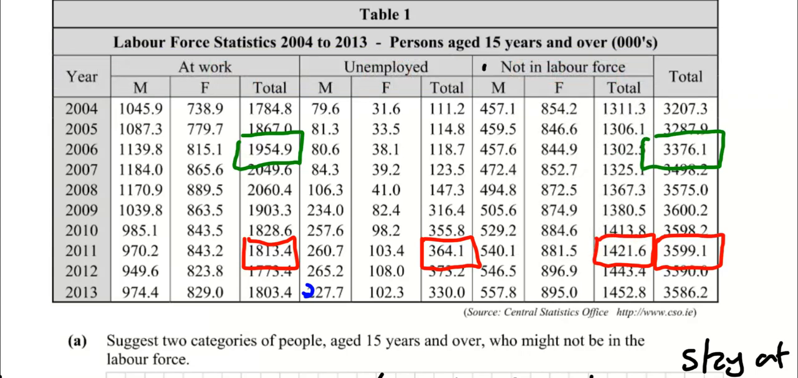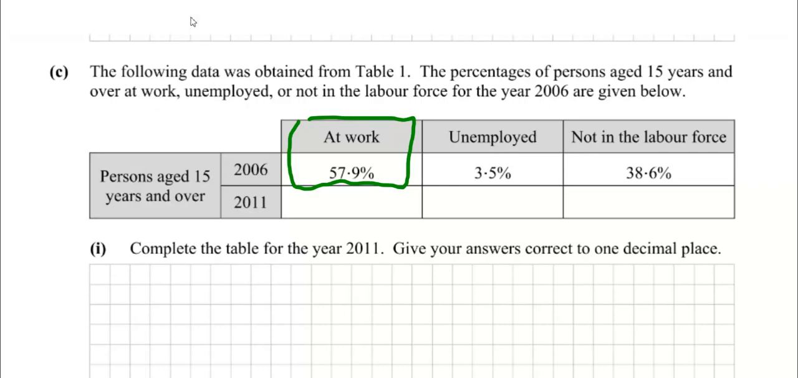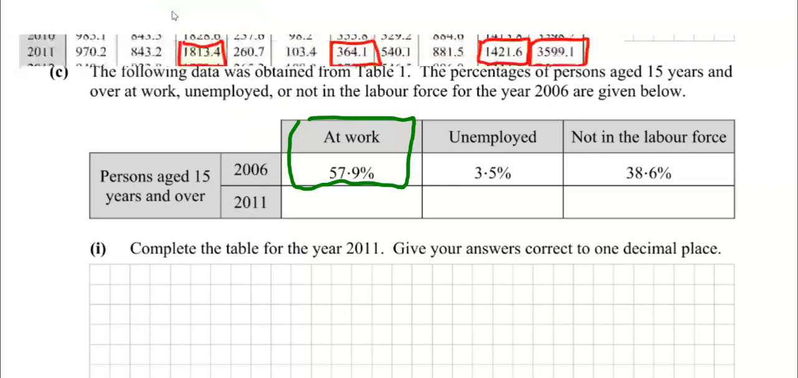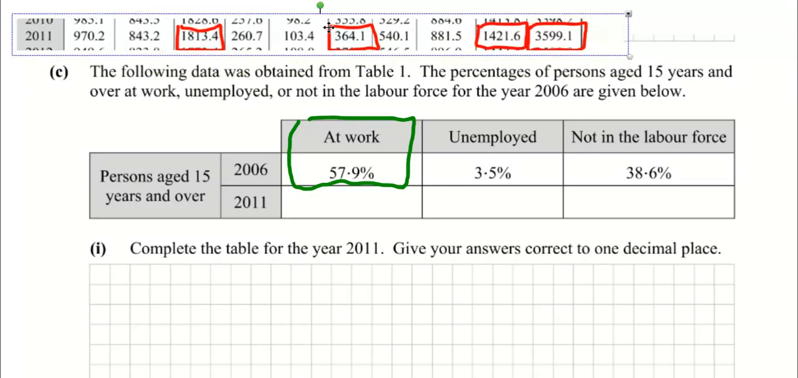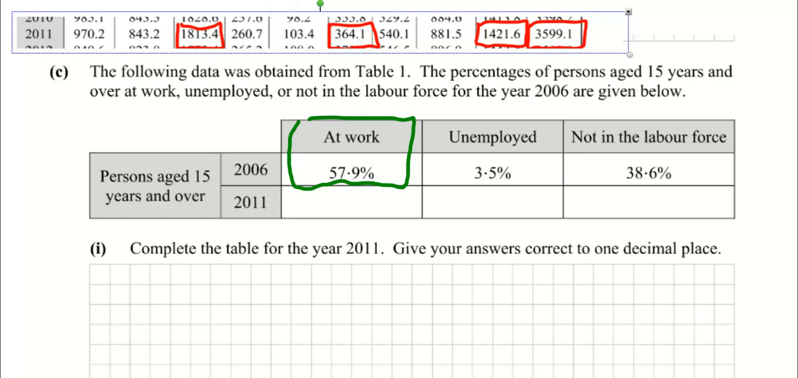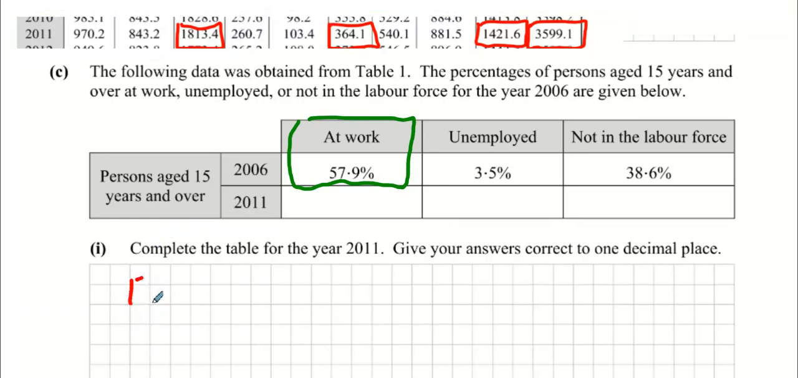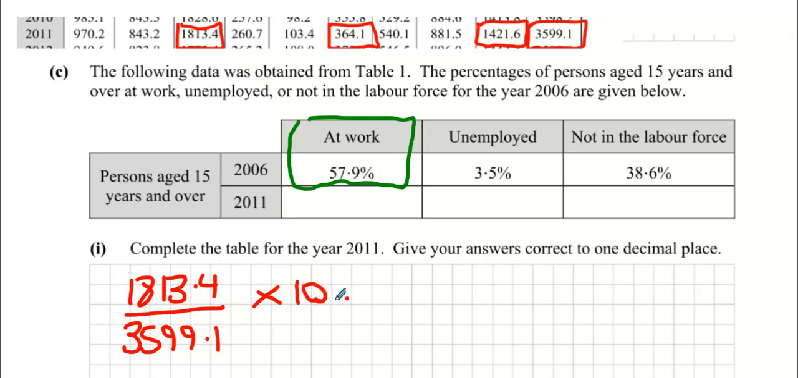Hi guys, here we go. All right, first answer. 1813.4 divided by 3599.1 all multiplied by 100. Will you confirm that that is 50.4%? It is? Okay.